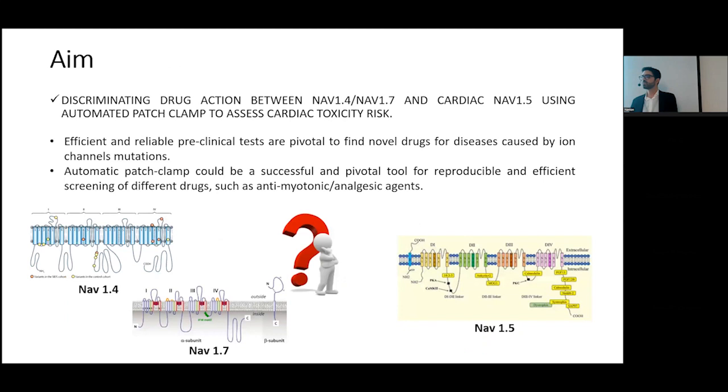So our aim was to discriminate drug action between NaV1.4, NaV1.7, and cardiac NaV1.5 using automated patch clamp to assess cardiac toxicity risk. Since efficient and reliable preclinical tests are pivotal to find novel drugs for disease caused by ion channel mutations, automatic patch clamp could be a successful and pivotal tool for reproducible and efficient screening of drugs such as antimyotonic and analgesic agents.